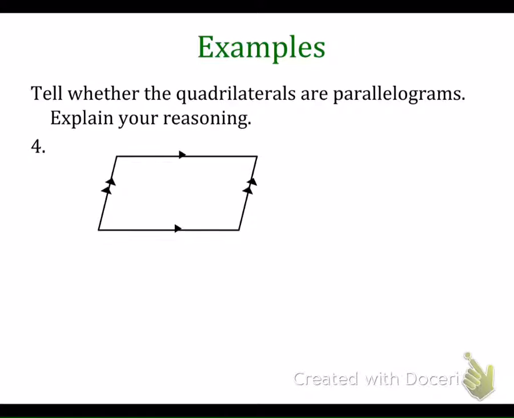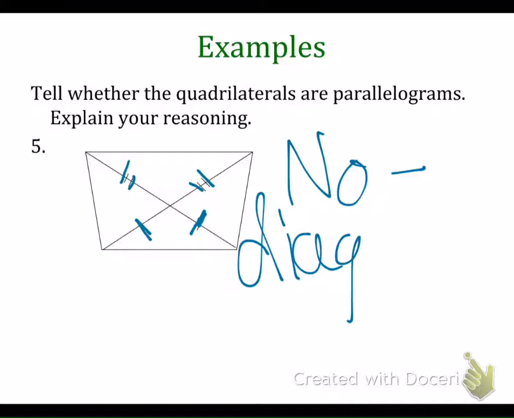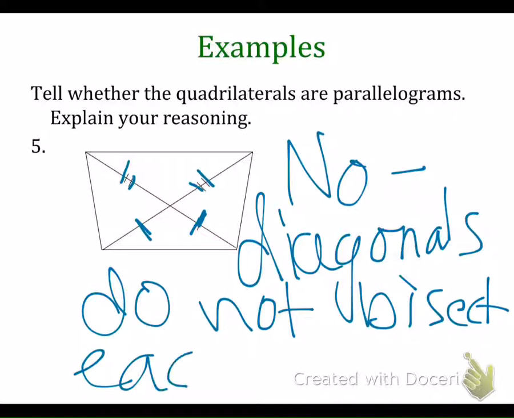Okay, we're going to skip number 4. Okay, this would be a no because this side is not congruent to this side. So the diagonals do not bisect each other. No, diagonals do not bisect each other.